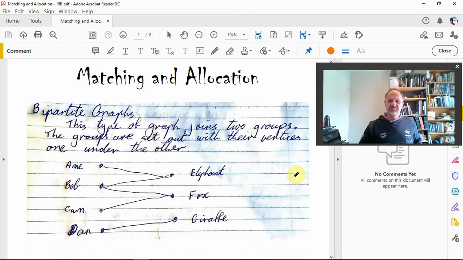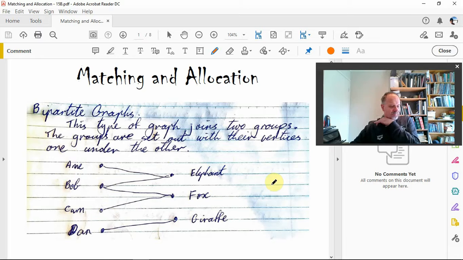And we set out vertices one on another. So this group of people, Anne, Bob, Cam and Dan, and there's their vertices. And then we've got three animals in this case, elephant, fox, giraffe. The lines joining up might be which ones they like or don't like, for example. So Anne likes elephants, Bob likes elephants and foxes, Cam likes foxes, and Dan likes giraffes.